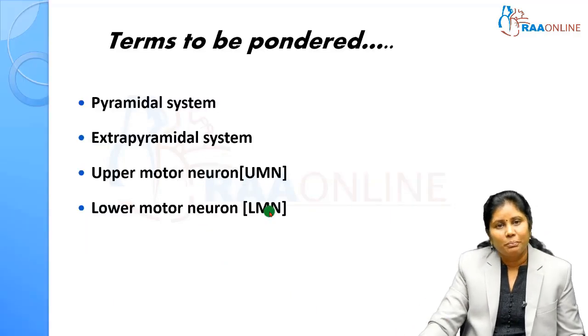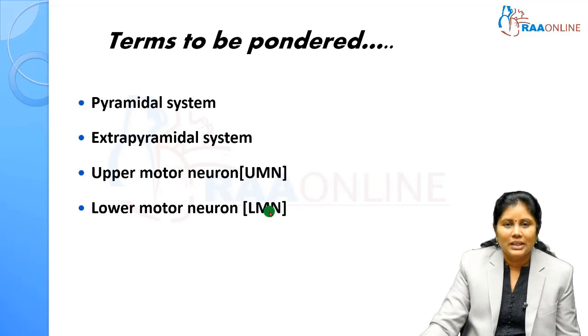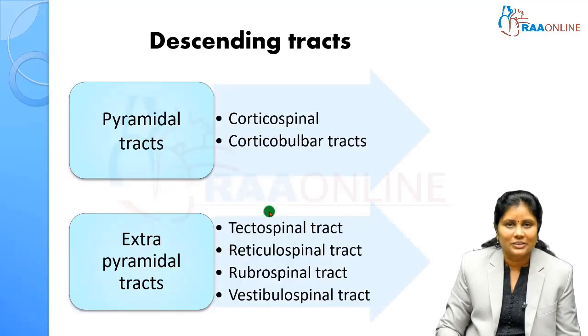These are the terms to be pondered. What is a pyramidal system? What is an extrapyramidal system? What is upper motor neuron and what is lower motor neuron? Think about this, we will be discussing this in coming slides.